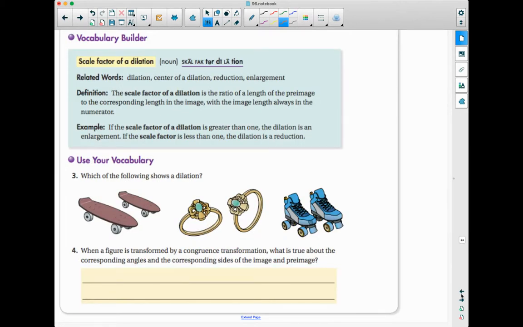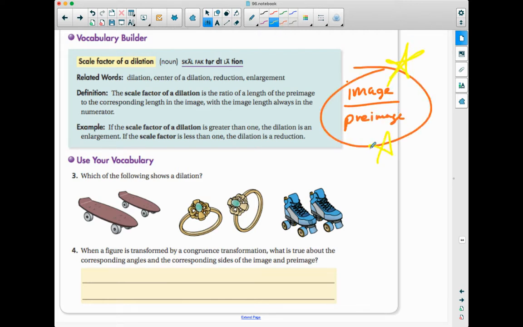All right, scale factor. The scale factor of a dilation is the ratio of the length of the pre-image to the corresponding length of the image, with the image length always being in the numerator. All right, so this is always going to be image over pre-image. Make sure you understand that. Image over pre-image. The image length is always in the numerator.